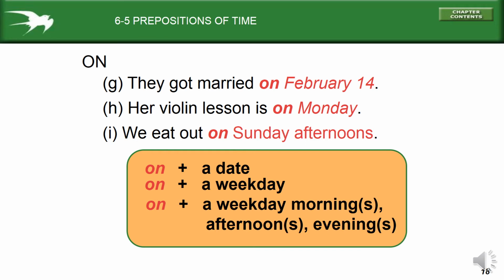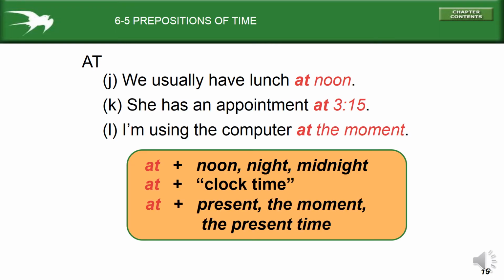Now let's go to on, the other preposition. So also you need to memorize what is in the box. On is used with a date, like on February 14. On plus a weekday, like on Monday. On plus a weekday morning, afternoon, or evening, like on Sunday afternoons. Let's go now to the third preposition, at. Also, you have to memorize what is in the box. At is used with noon, sorry, night, midnight, at plus a clock time, like at 3:15, at plus the present time, like at the moment.